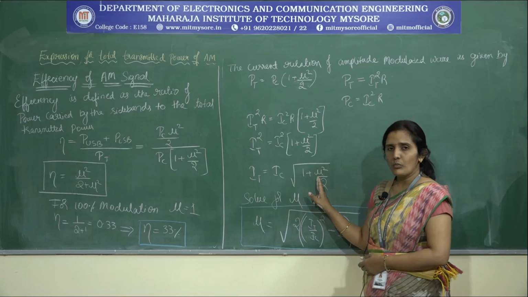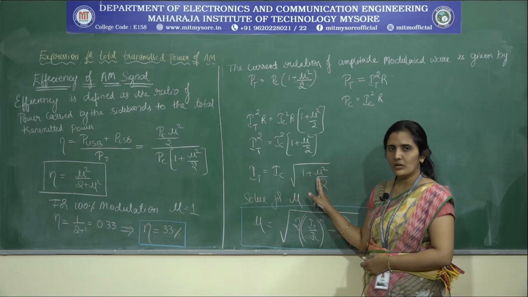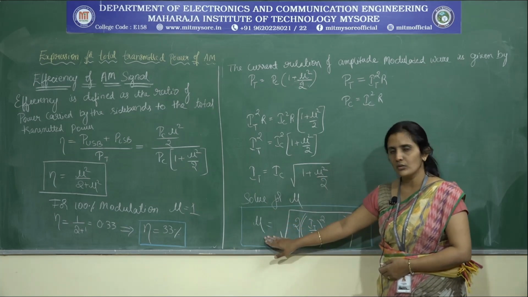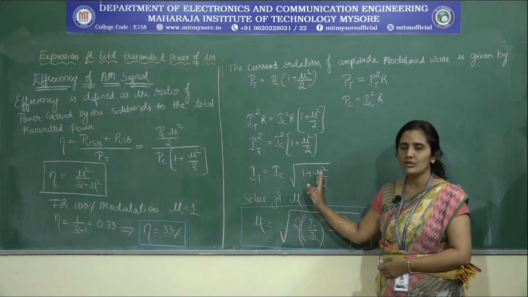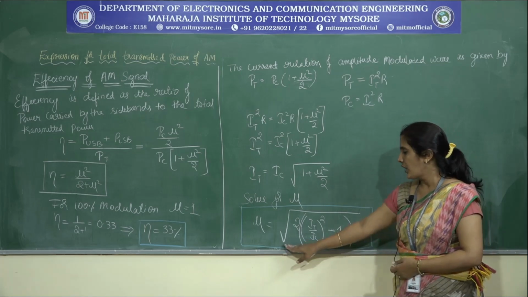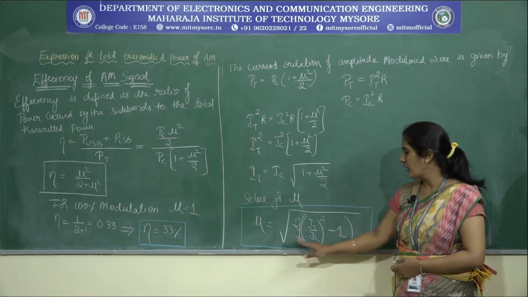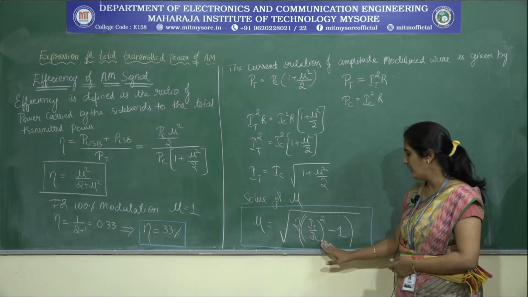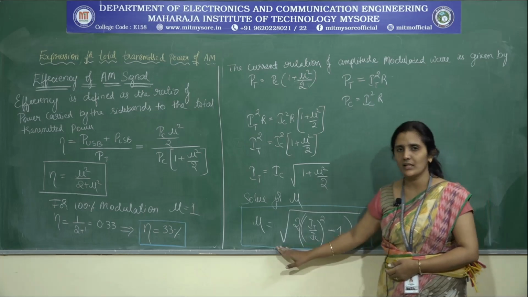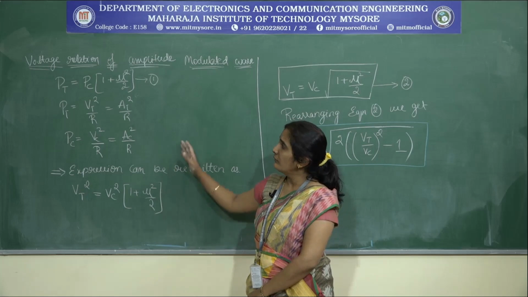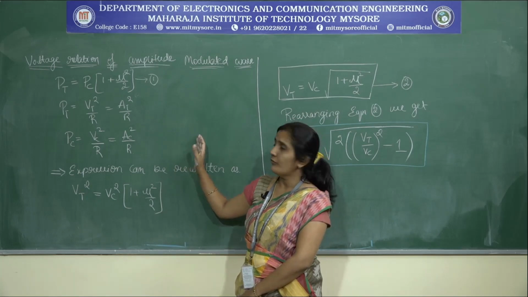Now we have got the modulation index with respect to the current derived, and when we solve for mu like this, mu is equal to the square root of 2 into I of t divided by Ic whole square minus 1. So this is the equation for mu with respect to the current relation. Now we will solve the voltage relation of amplitude modulation.